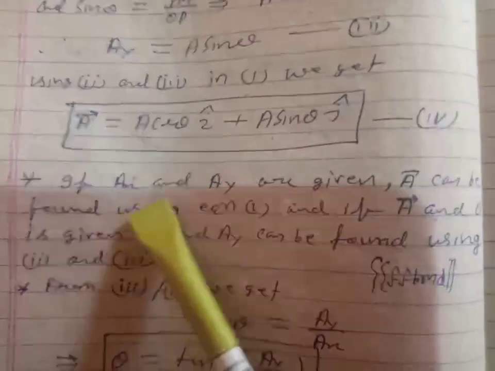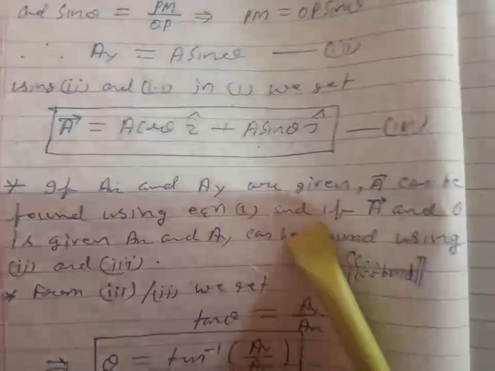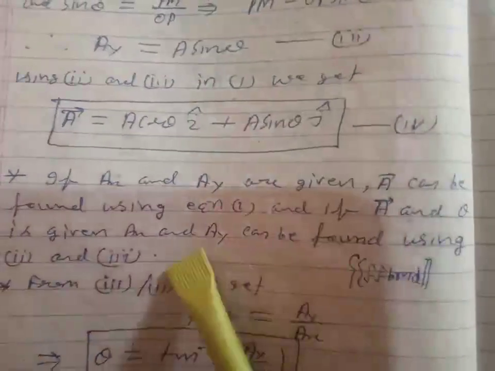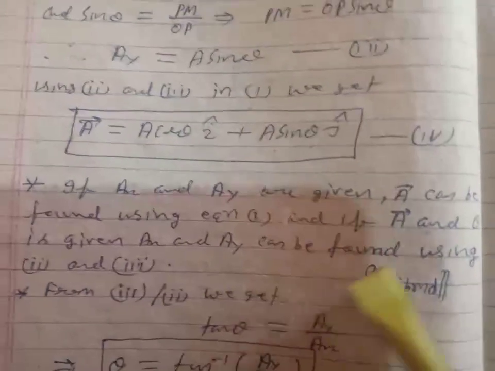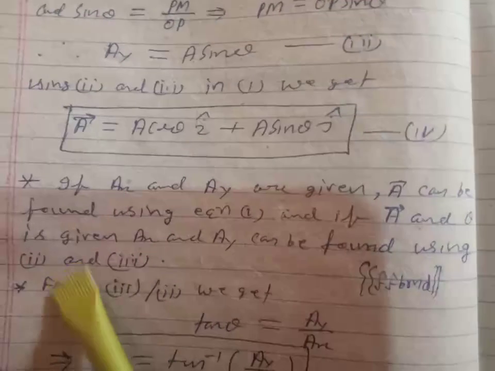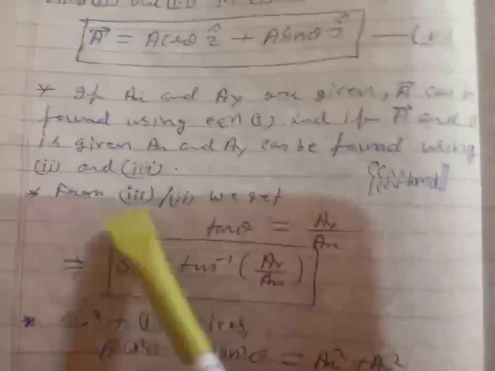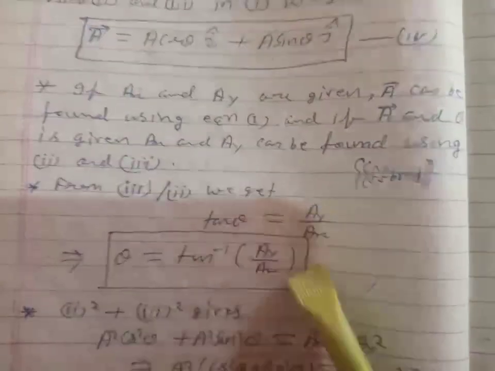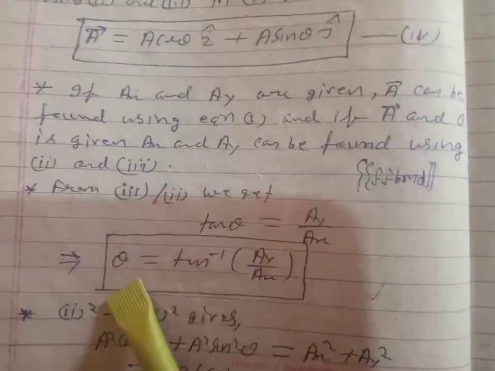If AX and AY are given, A vector can be found using equation 1, and if A vector and theta are given, AX and AY can be found using equations 2 and 3. Again, from 3 divided by 2 we get tan theta equals AY by AX. This implies theta equals tan inverse of AY by AX.